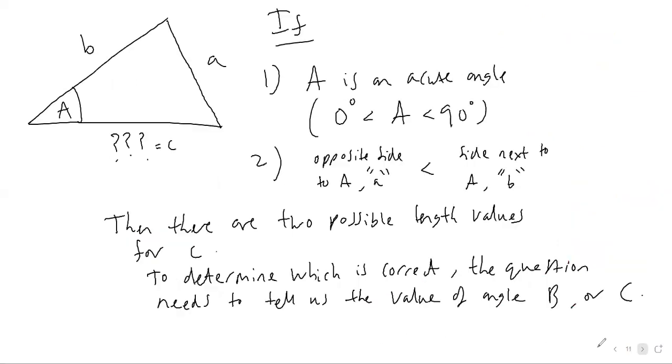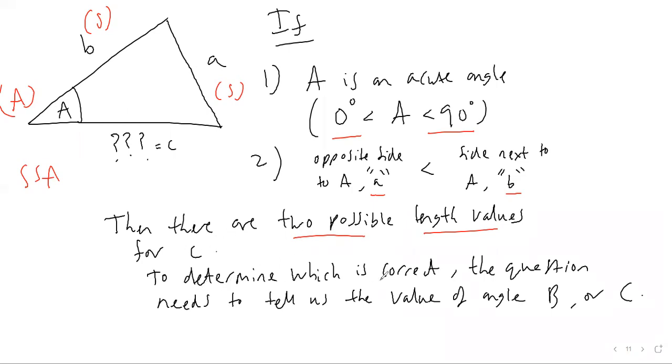And how do we know if there will be two possible lengths? If the angle they give you in the question is an acute angle, between 0 degrees and 90 degrees, and if the opposite side to the angle A is a smaller number than this B adjacent to the A, so A is less than B, and we've got a side-side-angle, then there are two possible length values for C. So if you've got an acute angle A, a side next to it, and then a side next to that, with this opposite side being smaller than the adjacent side next to the angle A, then there will always be two possible length values for C.